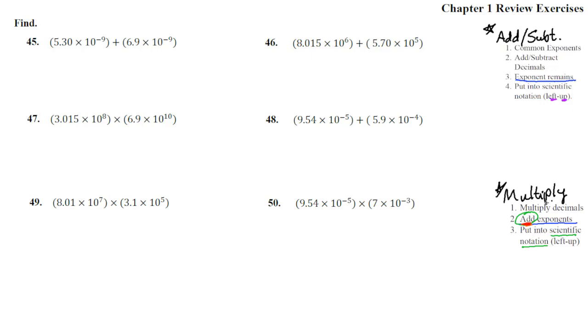In multiplication, we don't have to get common exponents. We just multiply those decimals together and then add the exponents. And we may have to use that trick of left up to put it into proper scientific notation.